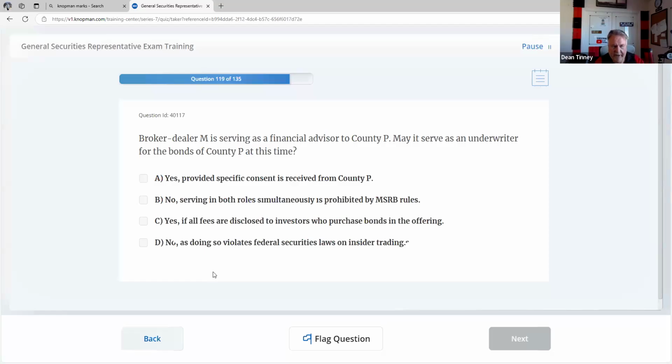Broker dealer M is serving as a financial advisor to County P. May it serve as underwriter for the bonds of County P at this time?